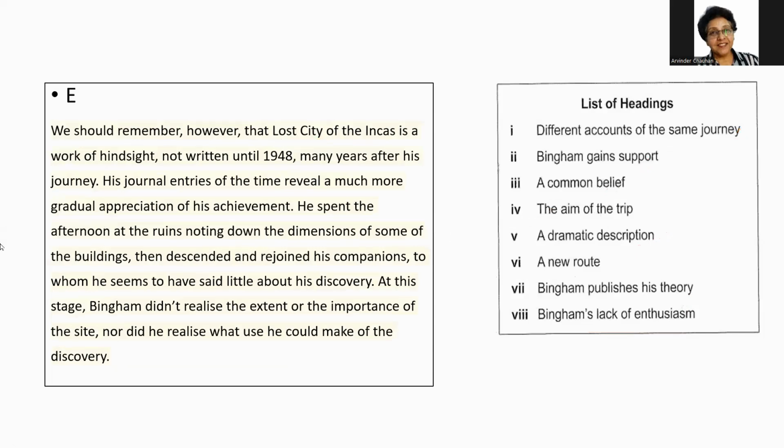Okay. So here, let's again eliminate the ones that we have already used. So no, not this one. The aim of the trip, a dramatic description was done, a new route, and this one. So how many options do we have left? We've got 1, 2, 3, and 4 options left, right? And we are at paragraph E. Now, paragraph E talks about, we should remember, however, that Lost City of the Incas is a work of hindsight.